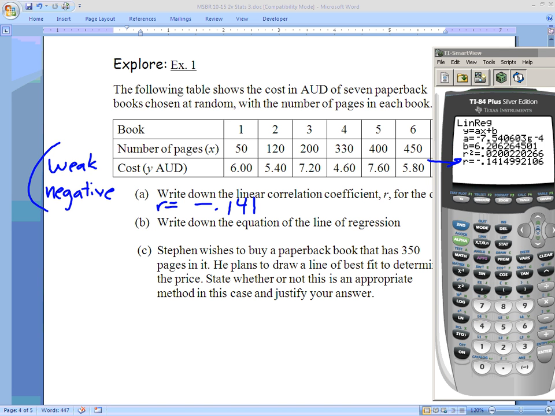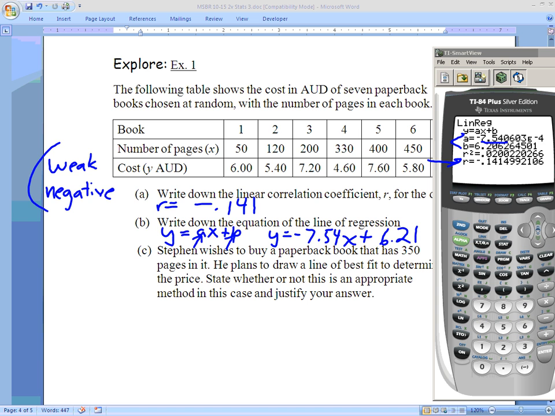All right, so write down the equation of the line of regression. So this is just going to be in the form of y equals ax plus b, which is like mx plus b. A is our slope, b is our y-intercept, and those values were given to us right here. I'm going to round those each to 3 significant figures. So I've got y equals negative 7.54, which we see right here, x plus 6.21. And that is our line of best fit or line of regression, which we got straight off the calculator there.